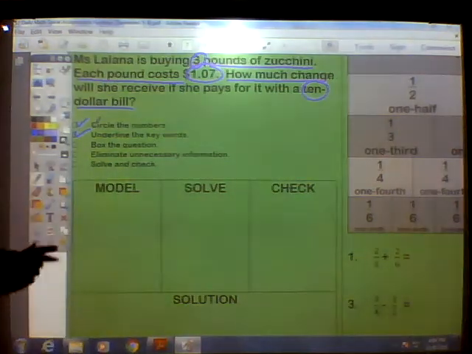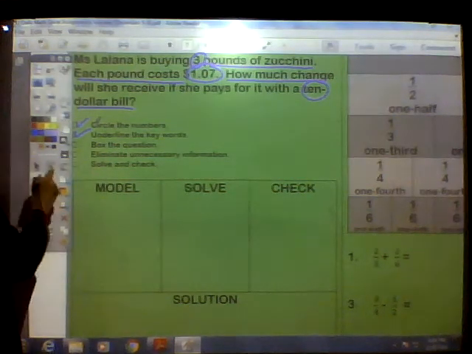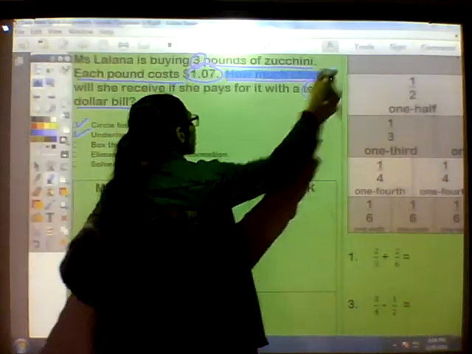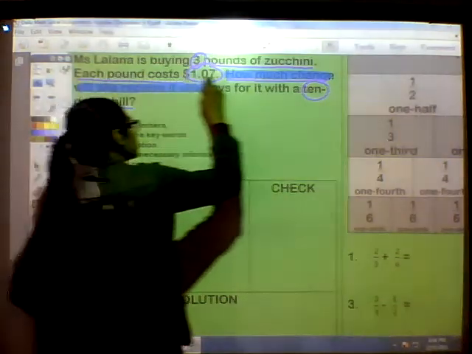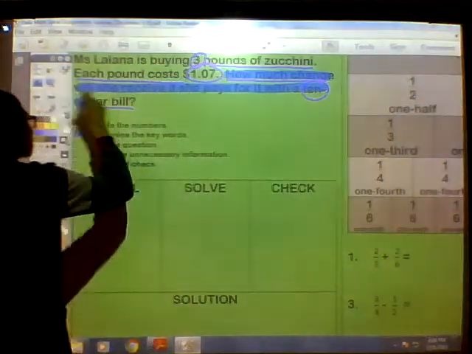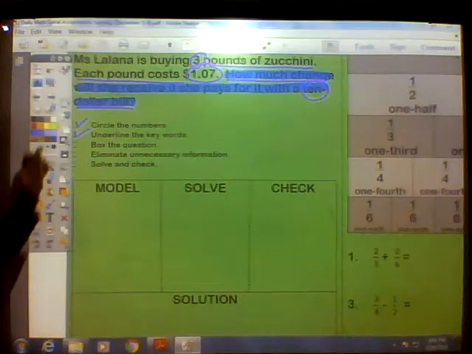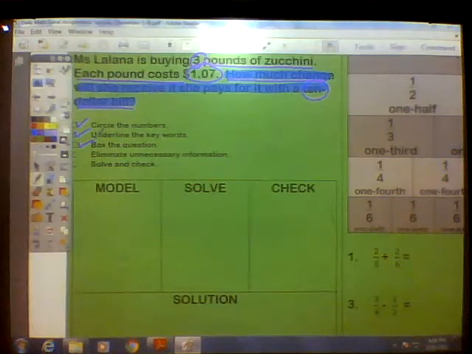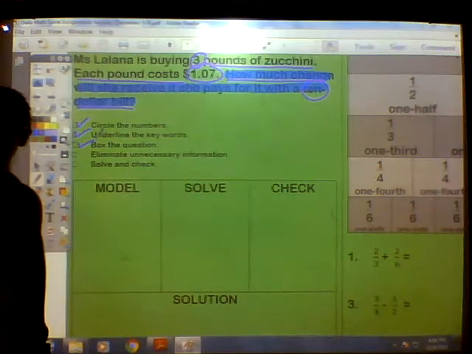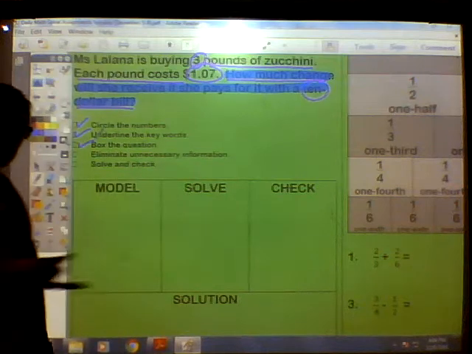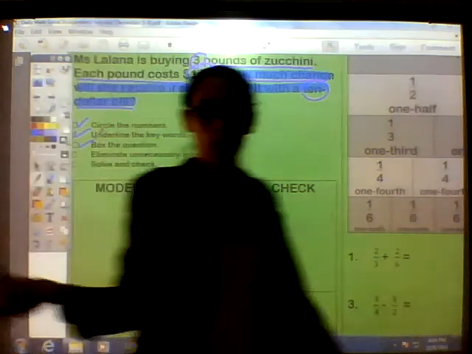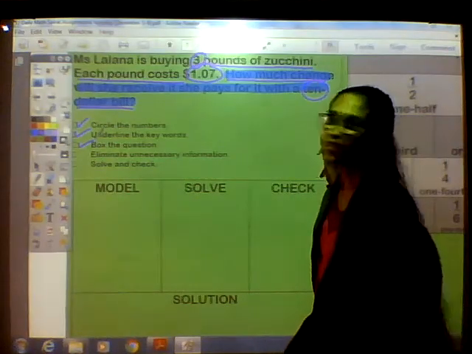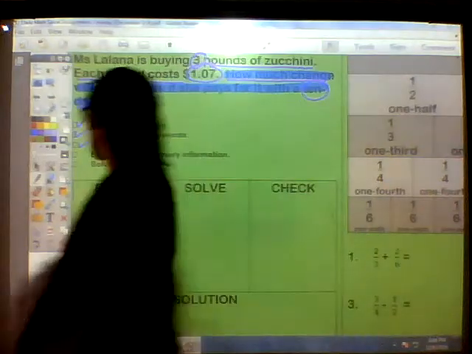The next step is the B step, to box the question. Where's the question? I'm going to highlight that. It says, how much change will she receive if she pays for it with a $10 bill? Done with that step. The next step is the E step, to eliminate unnecessary information. Is there anything here that is unnecessary that we don't need? Nothing. We need all that information, so we're done with that step.